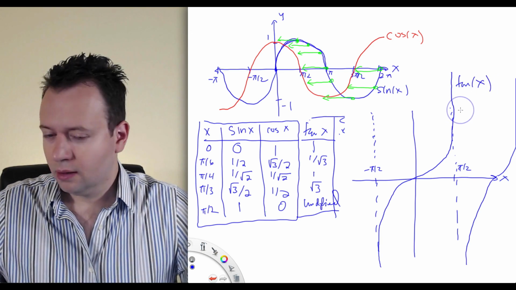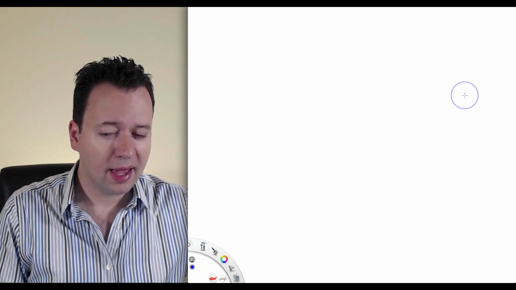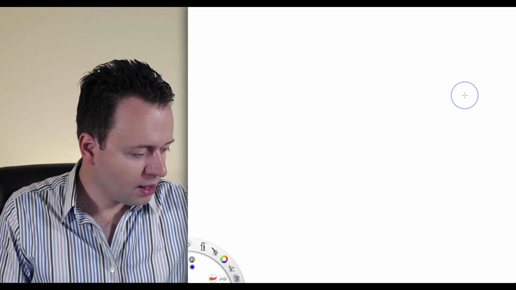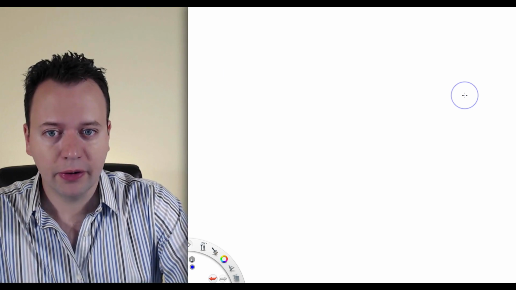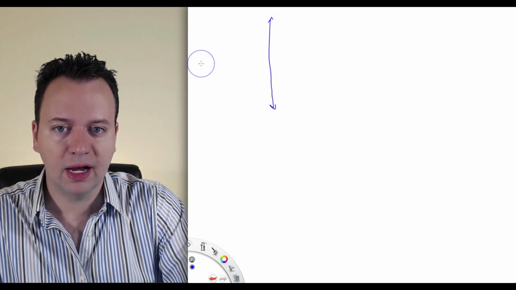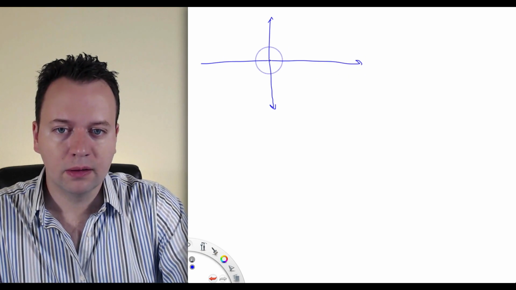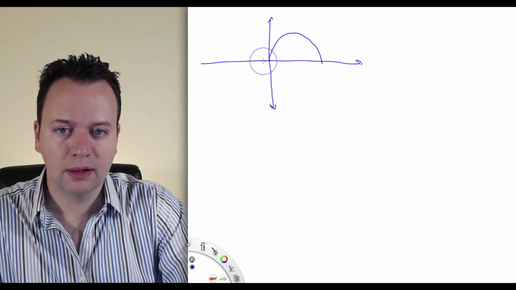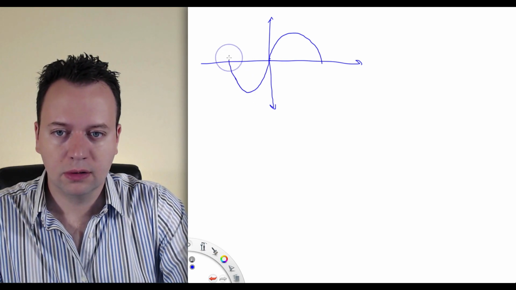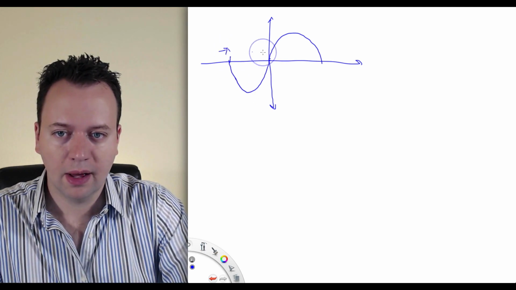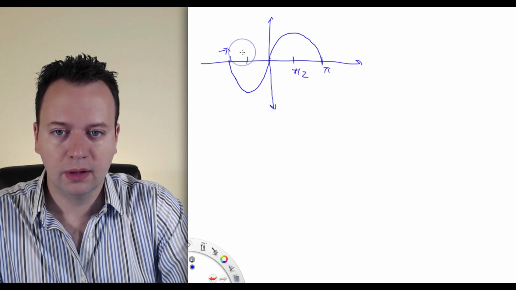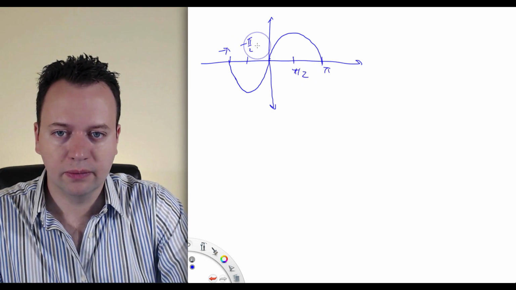All right. So next, let's look at some basic inverse functions. And we'll start with sine of x. Let's look at our graph of sine of x again. So here's minus pi, plus pi, pi over 2, and minus pi over 2.